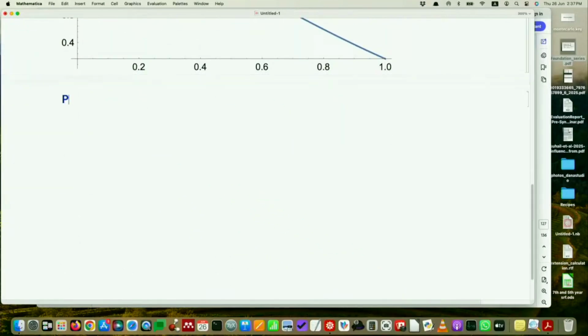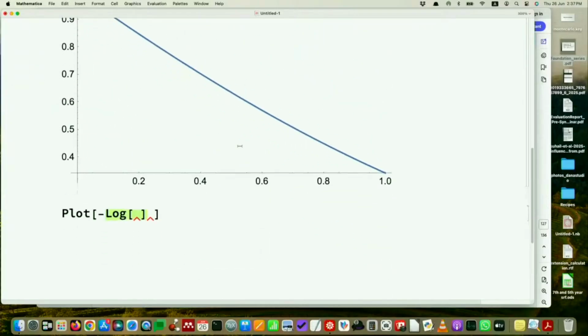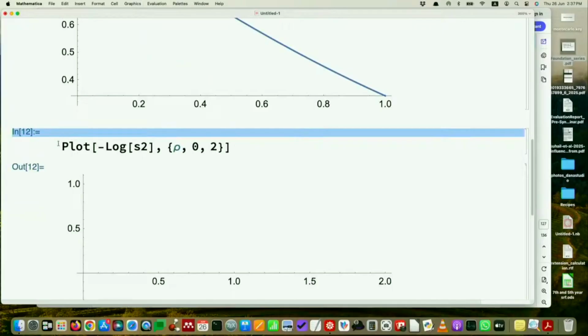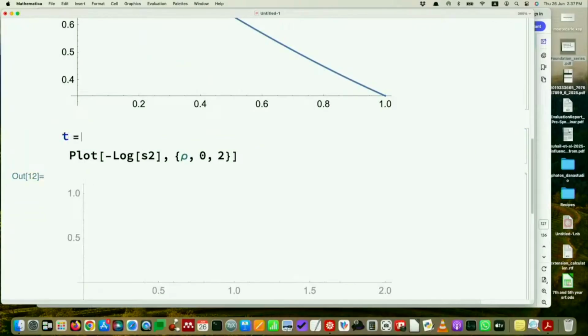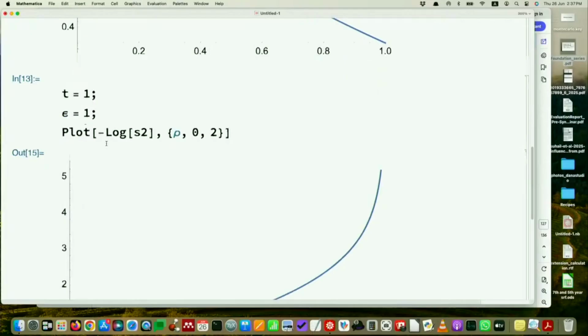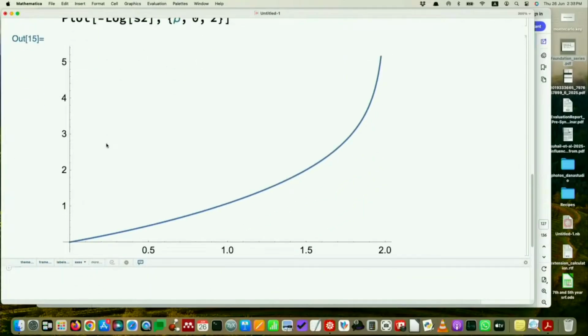So what we want to plot is minus log of, and our x was S2, S2 of rho, for densities, density can go from 0 to 2. That's the maximum density. We fix temperature to be T equals 1. Let's keep epsilon equals 0.1. And the pressure looks like this. At 2, it should diverge, because that's the maximum density possible. Is it clear?